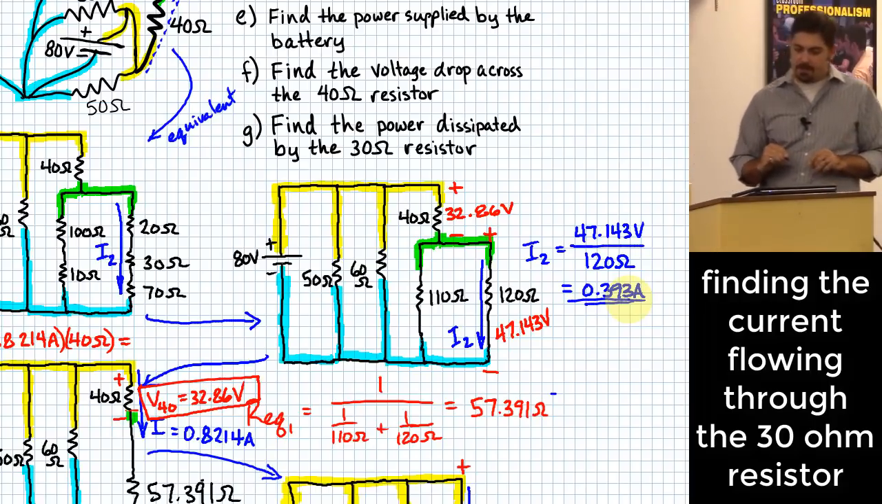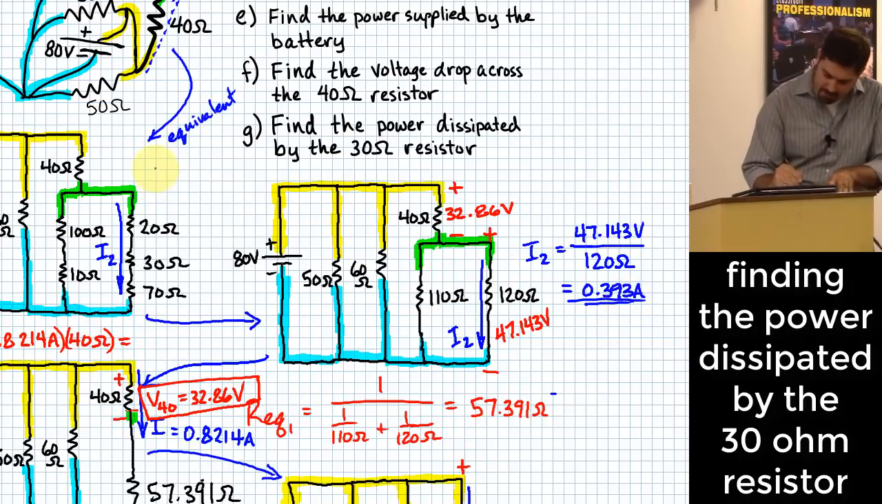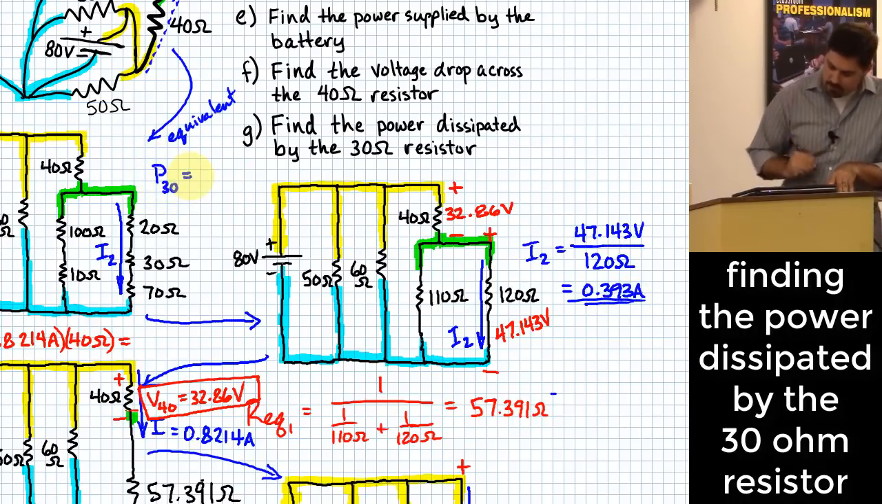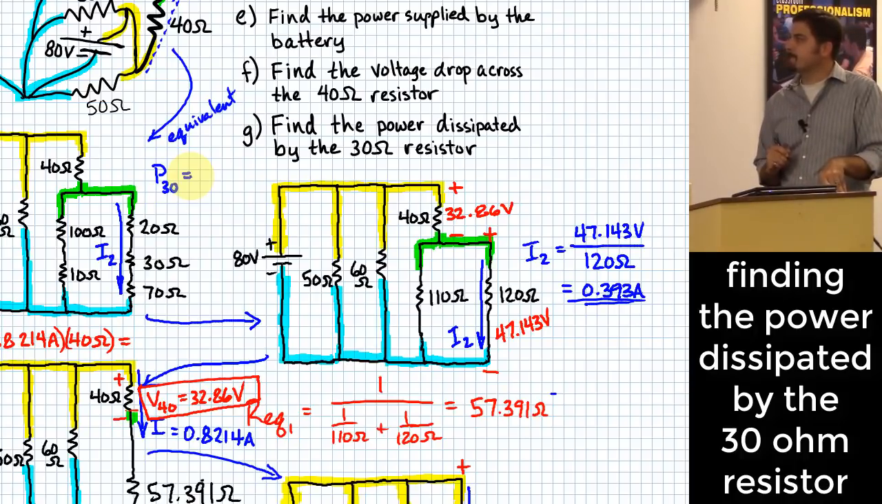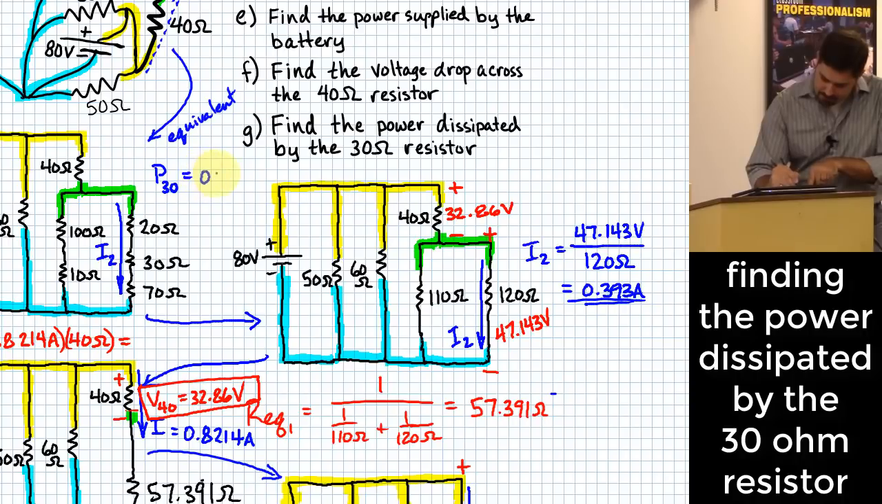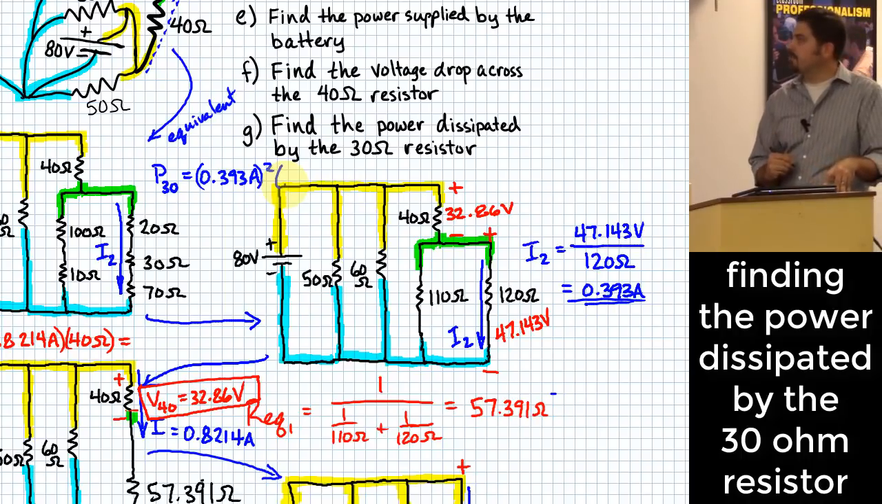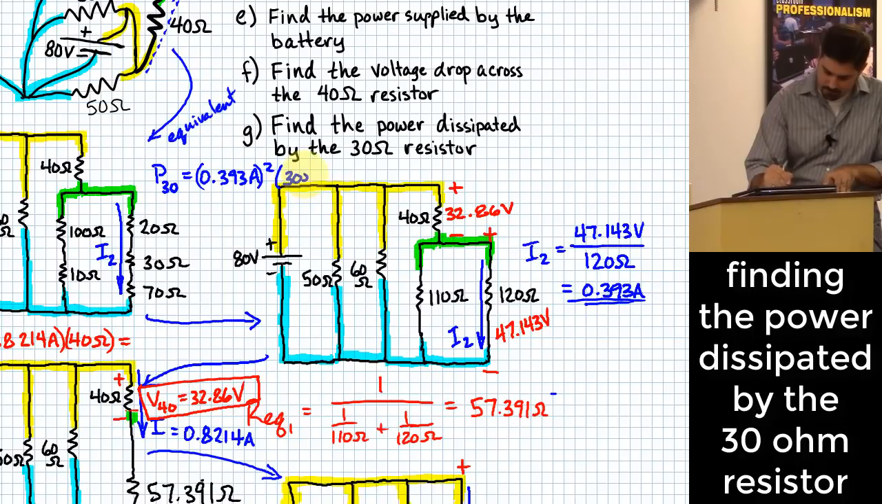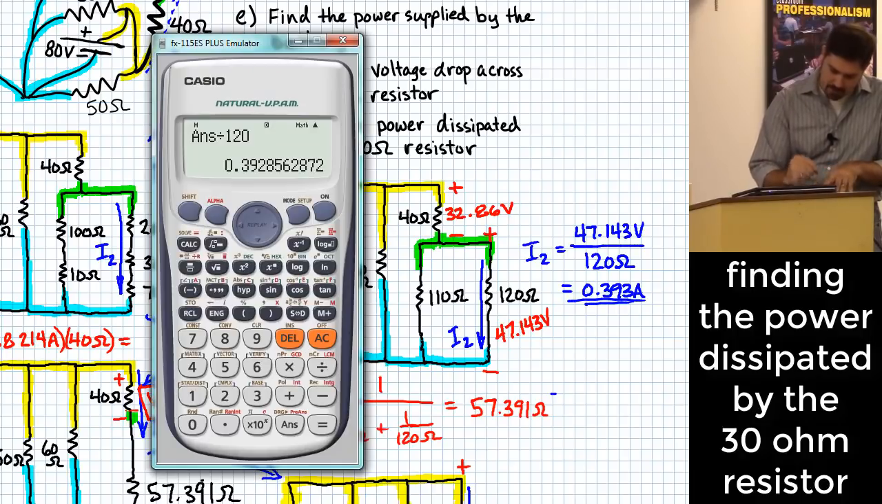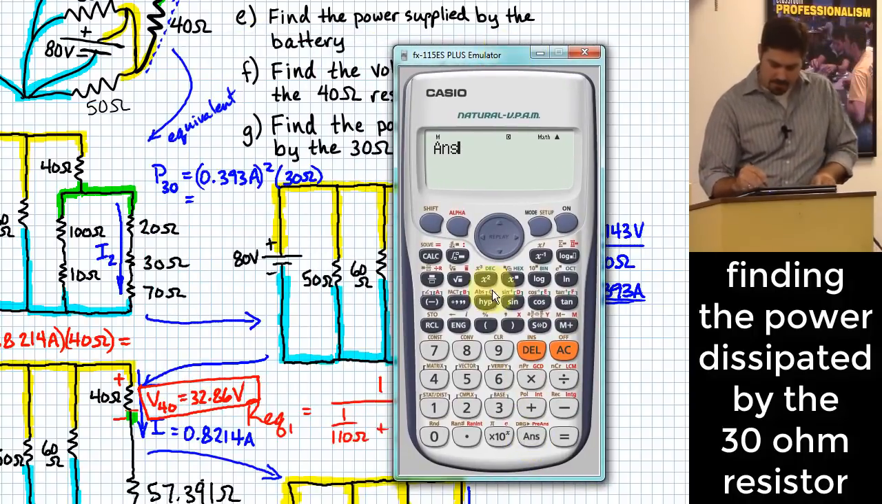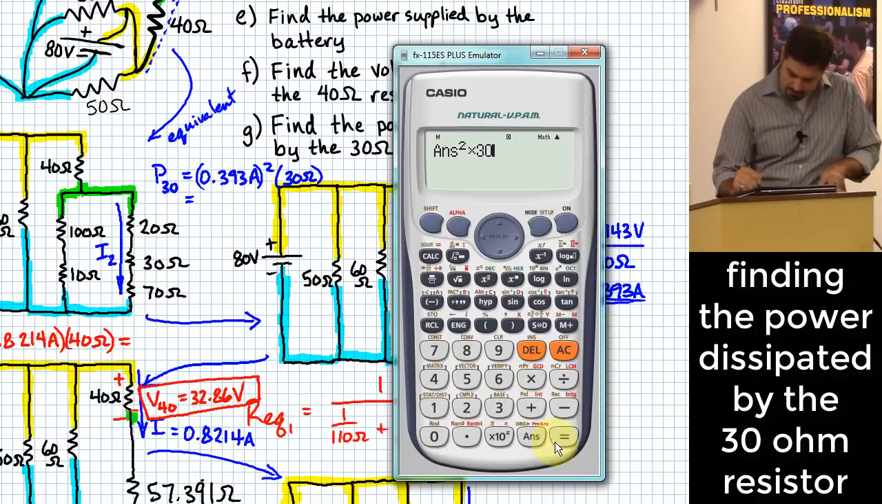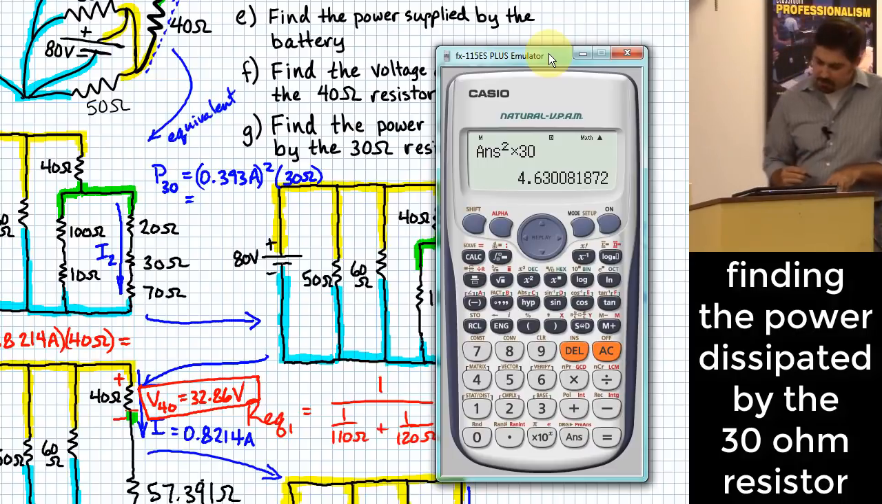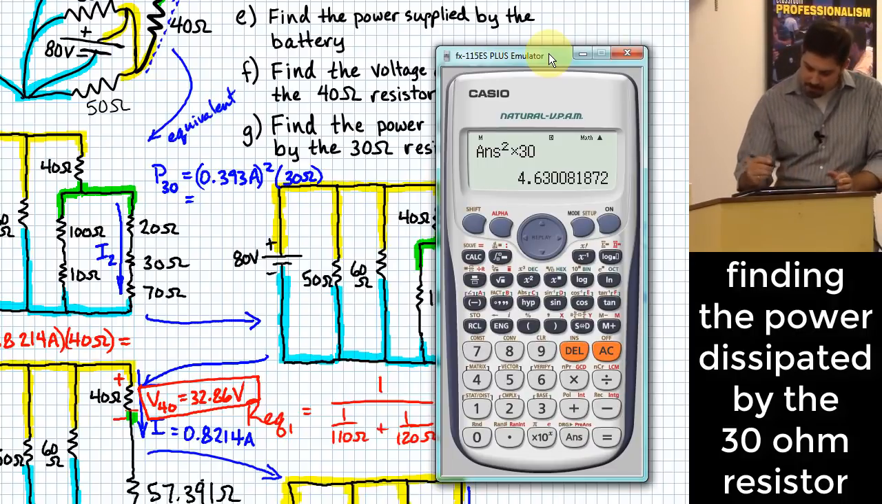But that's not really what we wanted. How do we determine the power? I'll call that maybe power P30, and I'll put that right here. What's our formula? I squared R. So we put in 0.393 amps squared times what resistance? 30 ohms. I believe I had that number up here still, so I can take that answer squared times 30. So that one resistor right there, the 30 ohm resistor, dissipates 4.63 watts.